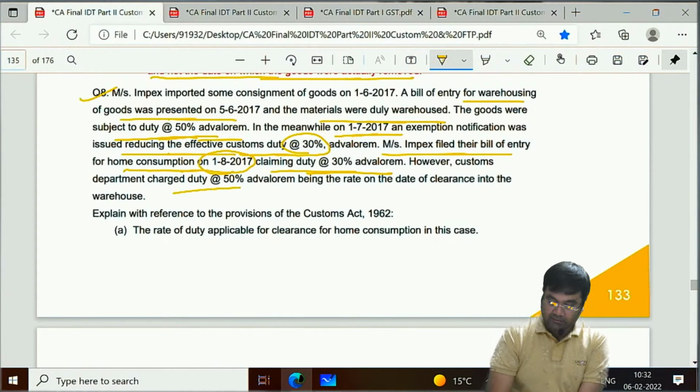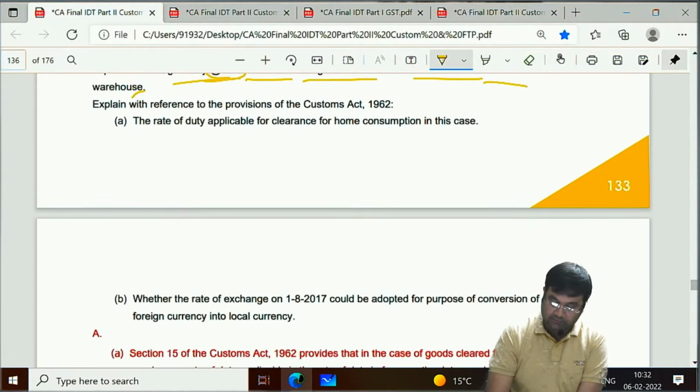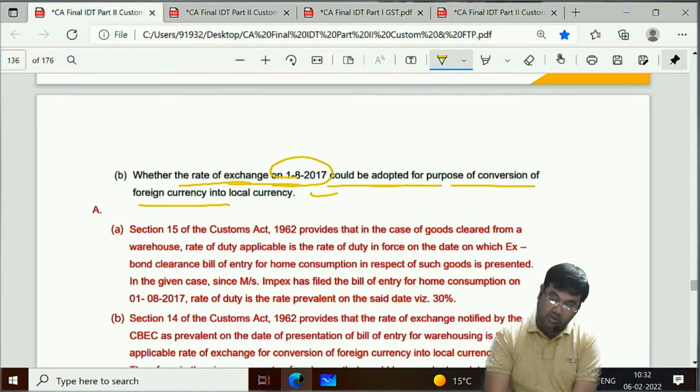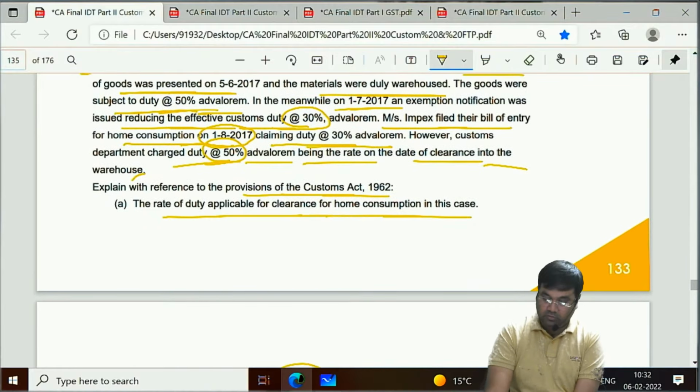However, the Customs Department charged duty at the rate of 50% ad valorem, being the rate on the date of declaration into the warehouse. Explain with reference to the provisions of the Customs Act 1962 the rate of duty applicable for clearance for home consumption in this case, and whether the rate of exchange on 1/8/2017 could be adopted for the purpose of conversion of foreign currency into local currency. So two things we need to explain. What is going to be the rate of duty?